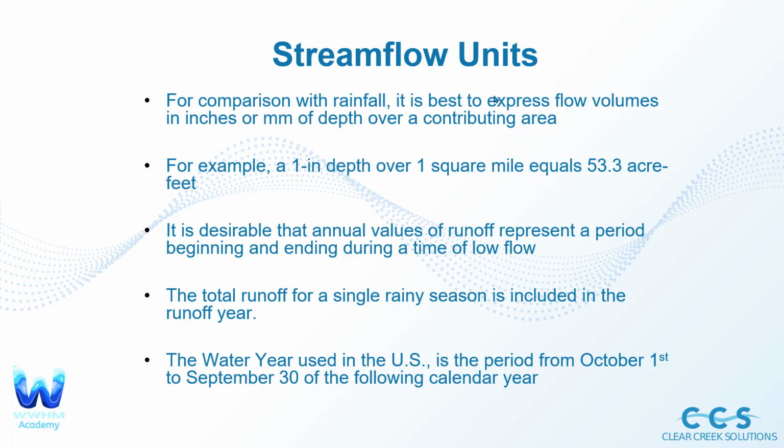It is desirable that annual values of runoff represent a period beginning and ending during a time of low flow. So if we want to get those annual runoff values, we want to start with the low flow and end with the low flow. And how exactly do we do that? Well, the total runoff for a single rainy season is included in the runoff year. And so we use something called the water year, which is what's used in the US. It's a period from October 1st all the way up to September 30th of the following calendar year.